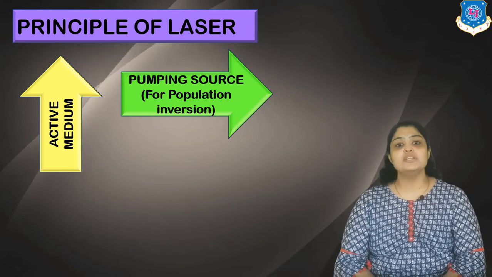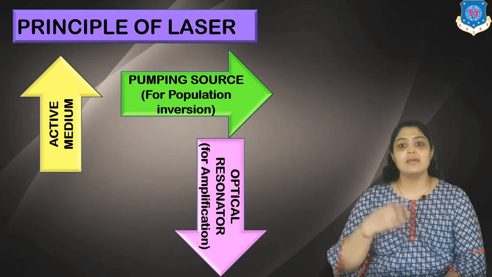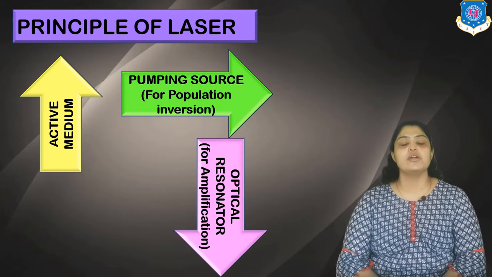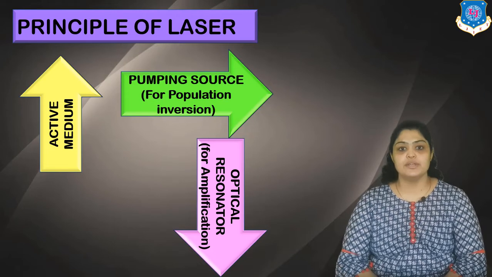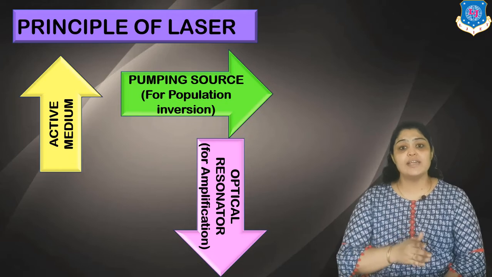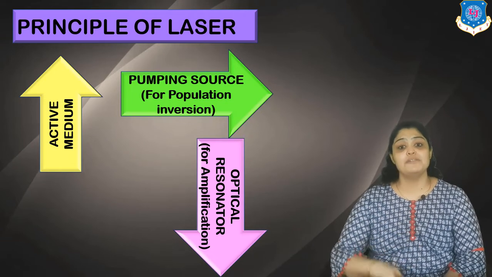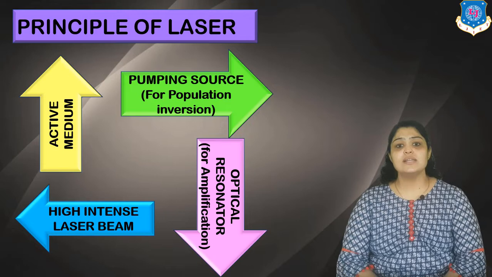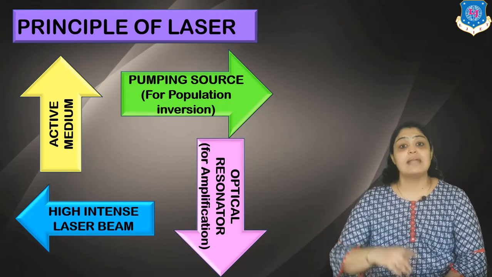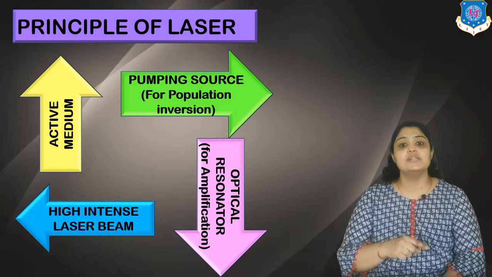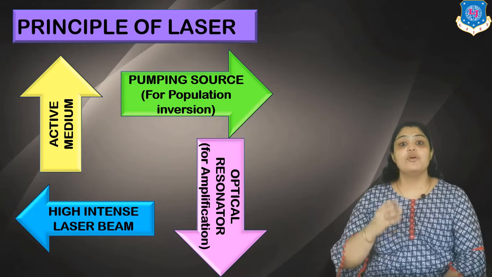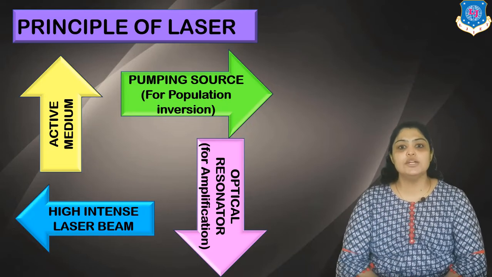Once population inversion is achieved with the help of pumping, next comes the optical resonator, which is very important for amplification. It's a pair of reflecting surfaces, one having full reflection and one having partial reflection, that amplifies the laser beam. Lastly, this gives us a highly intense laser beam, which comes out from the partially reflecting mirror. So these are the four important parameters which lead to the generation of a laser beam.